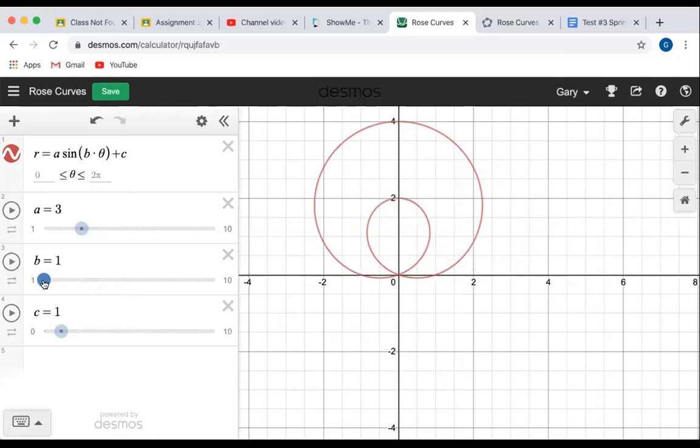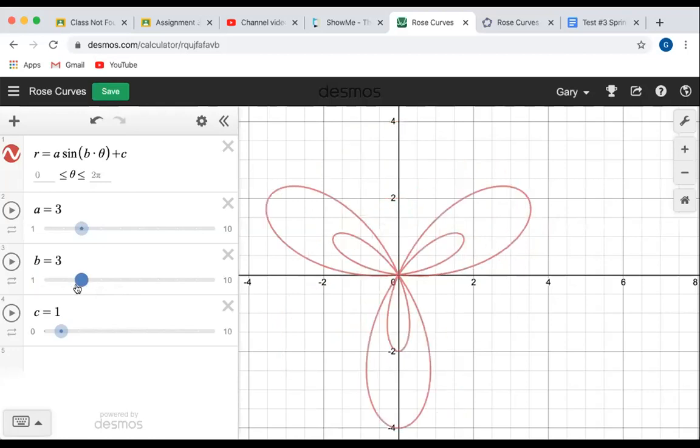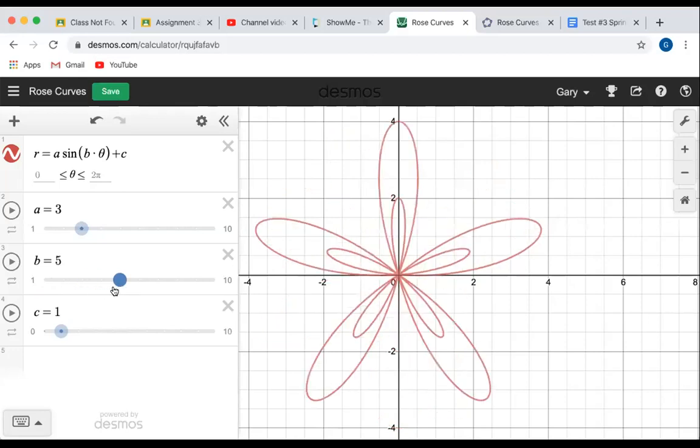Limaçon with inner loop. Here it's in between the two big loops. Here it's inside them. Here it's in between them, and here's the one that we just did.